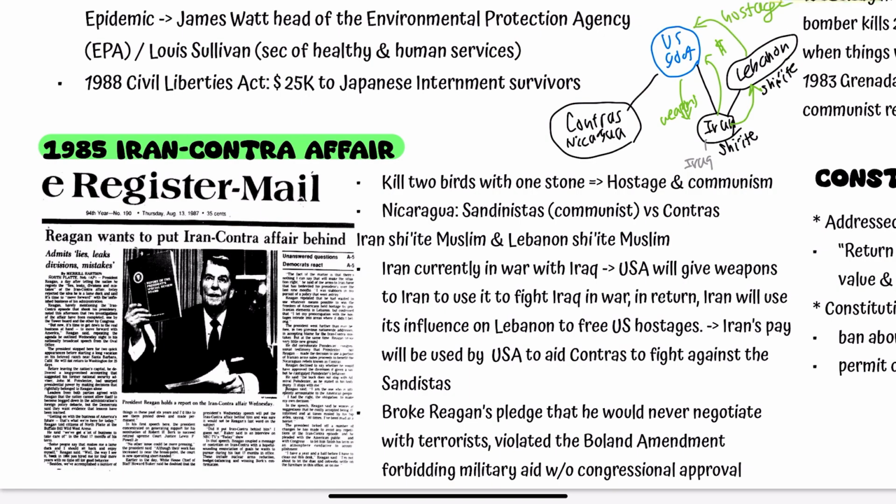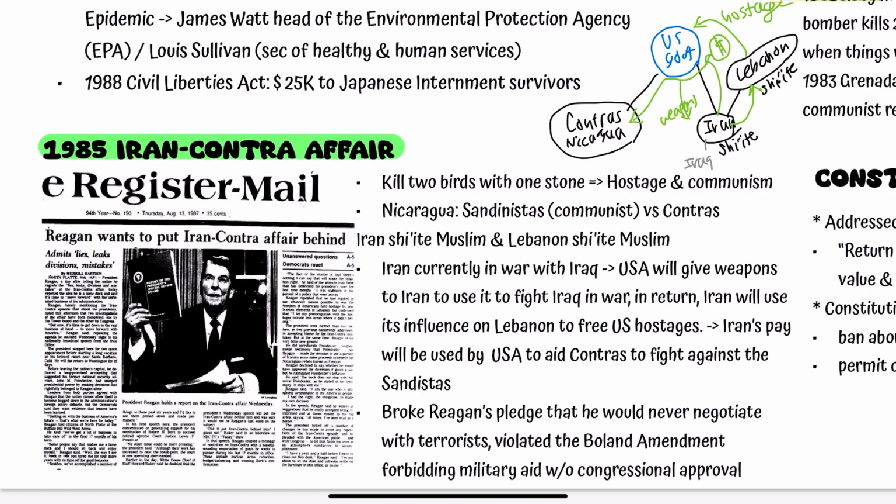And then Iran's money over here was used by the U.S. to aid the Contras in the fight against the Sandinistas. So you can see the whole picture of how the U.S. government had managed these two issues of releasing hostages from Lebanon and fighting communism by selling weapons to Iran, right? So this whole thing was the Iran-Contra affair.